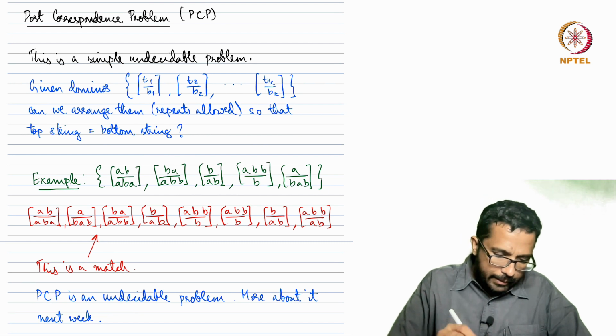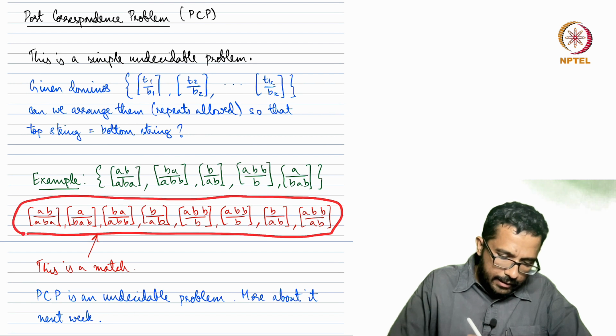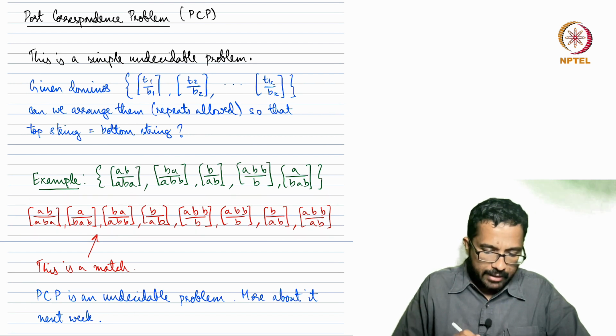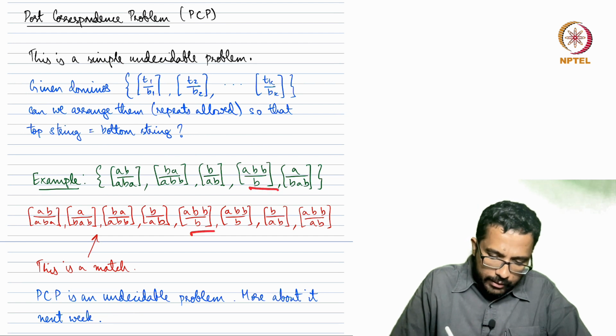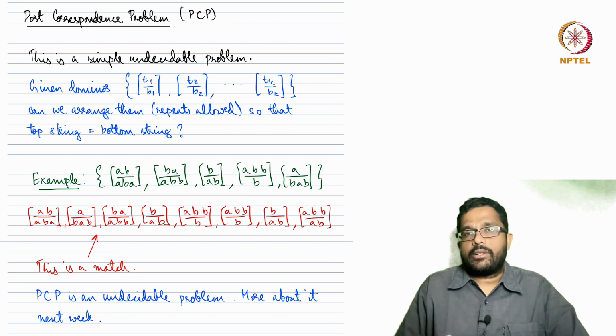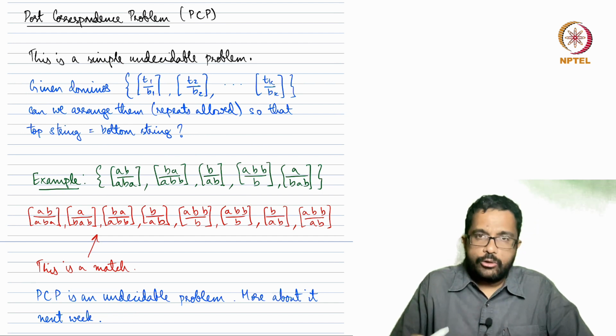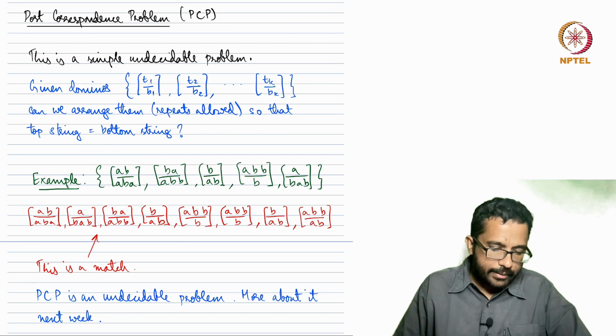Now I claim that the following listing here constitutes a match. As you can see, I am using some dominoes more than once, right? And it looks like I am using all the dominoes at least once, but even that is not necessary. We don't need to use all the dominoes, and I am allowed to use dominoes more than once.